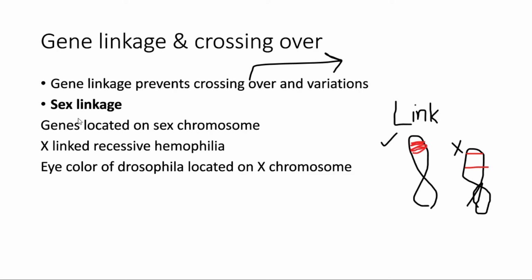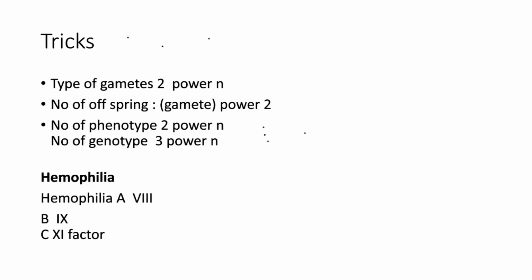Now, what is sex linkage? Sex linkage is when the genes of a trait are located on sex chromosomes instead of the autosomes, like the X-linked recessive hemophilia, or the eye color of Drosophila, which is located on the sex chromosome, the X chromosome. These are some tricks to solve the numericals of genetics.